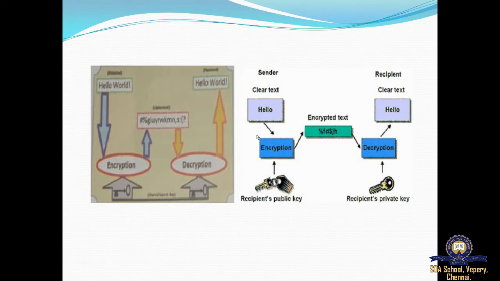In the same example here, a sender is transferring the text hello by encrypting it using a public key. This is your encrypted text that is decrypted by another receiver, and he receives the original message hello using a private key. So these two keys are used to convert this text from original to unreadable, and then again back from unreadable form into original form.